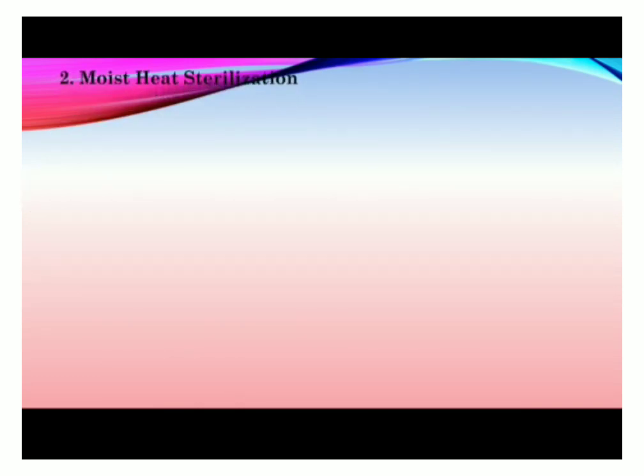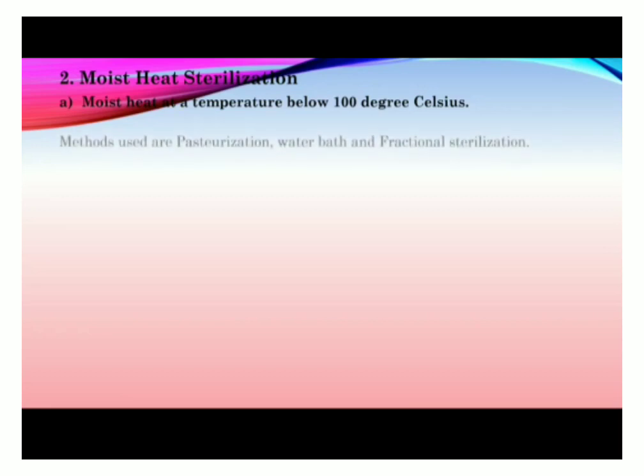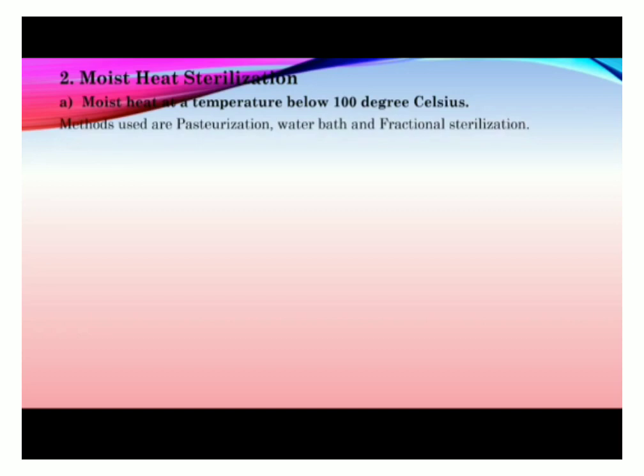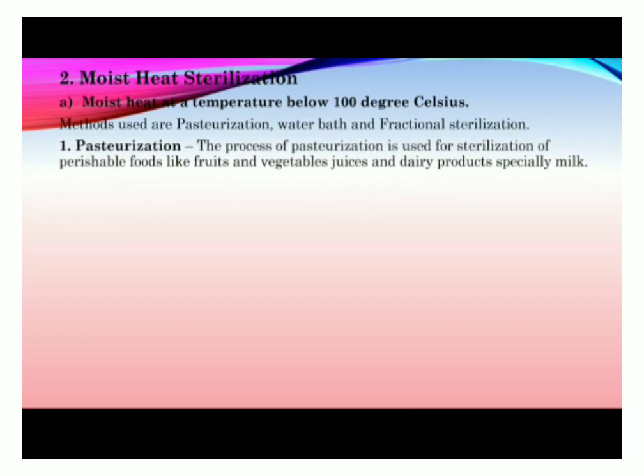Let's see moist heat sterilization in detail. First one, as I told you before, is temperature below 100 degrees Celsius. The methods used in which the temperature is below 100 degrees Celsius are three: pasteurization, water bath, and fractional sterilization, as I told you before. Now let's see them one by one.